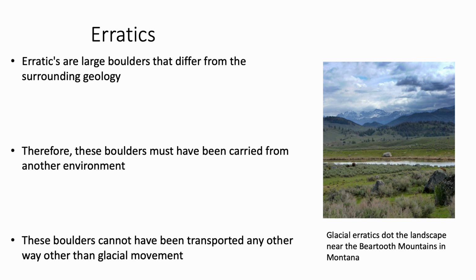In the figure, as you can see, the grey things are the erratics, the big grey rocks, and they must have been carried quite a way to be placed because they're very out of place. This is in the Beartooth Mountains in Montana as well.